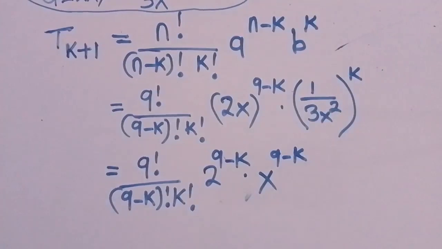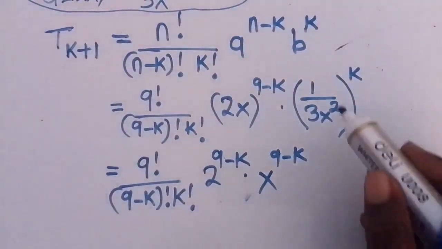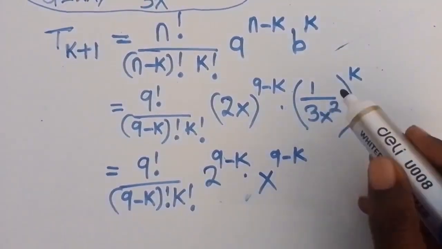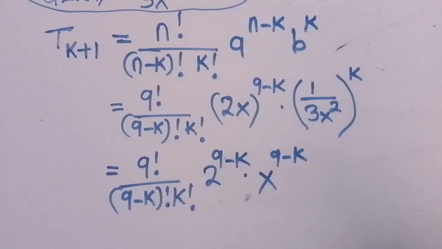So I've just interpreted that. Even this part here, I want you to understand this part clearly. So 1 to the power k. Whenever we are talking about 1 to the power k, we've got 1 to the power k.